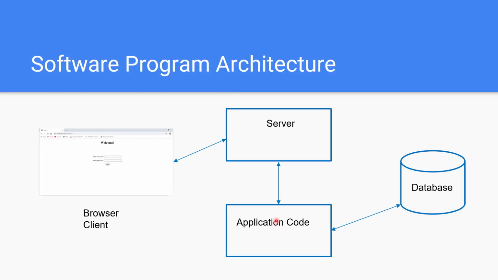So the application code is responding to requests sent to the server, and it's actually querying or maybe updating data in the database. Using data in the database to build pages, which are ultimately sent back by the server to the user to view in the browser.